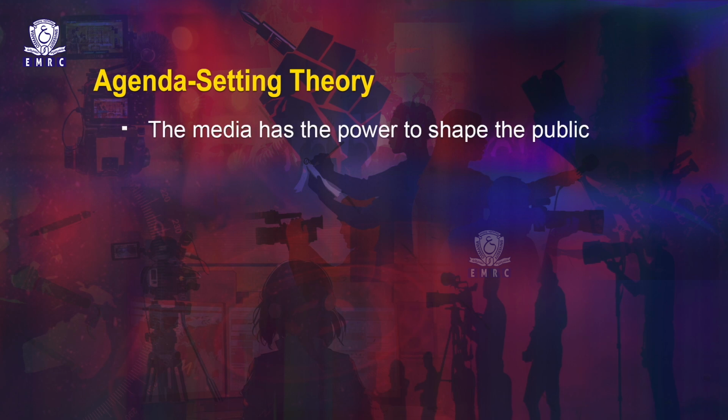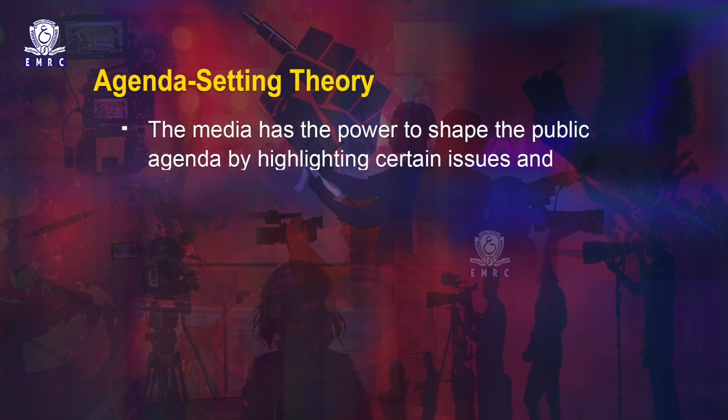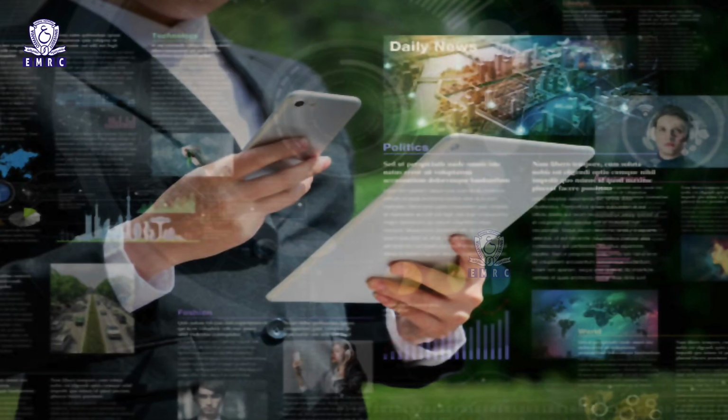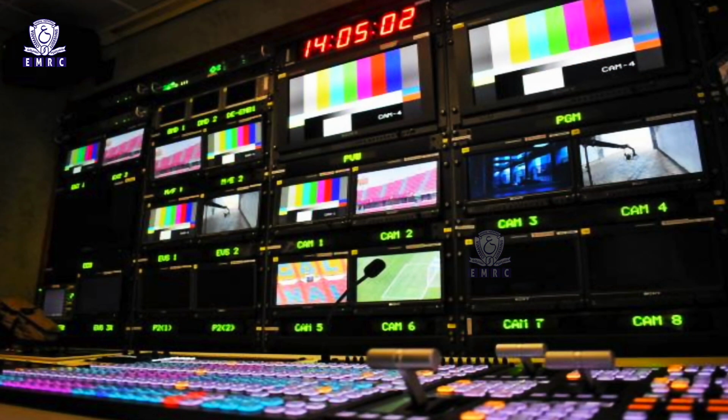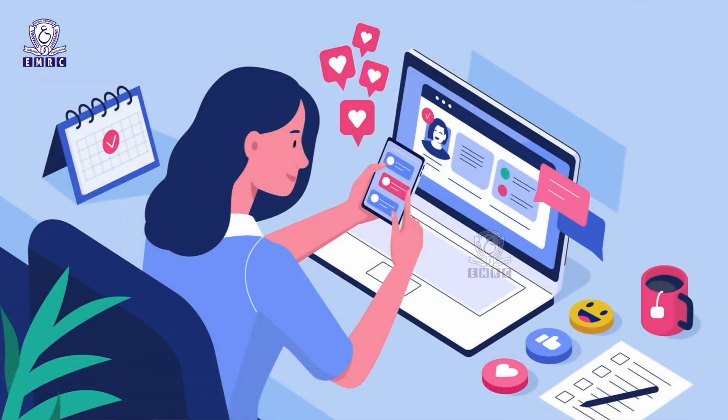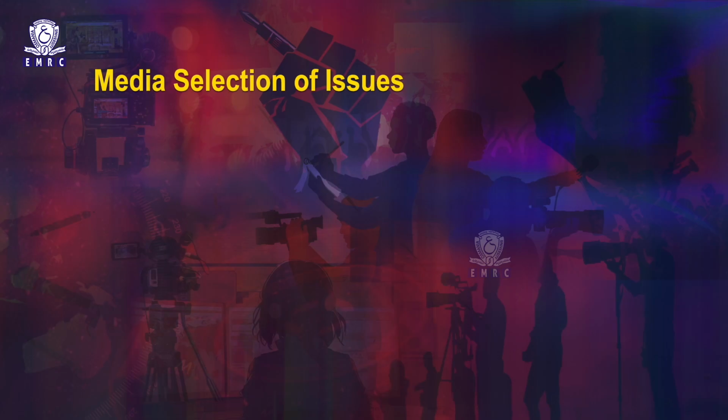The theory posits that the media doesn't tell people what to think, but rather what to think about. In other words, the media's role is to set the agenda by determining which issues and topics are considered important, influencing the public's perception of reality.